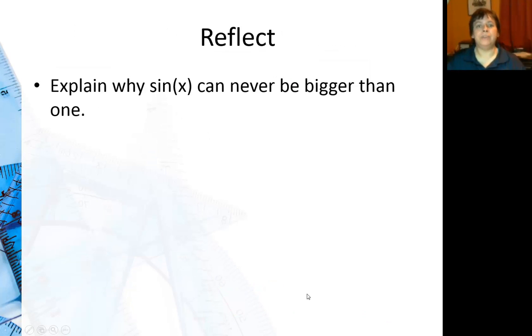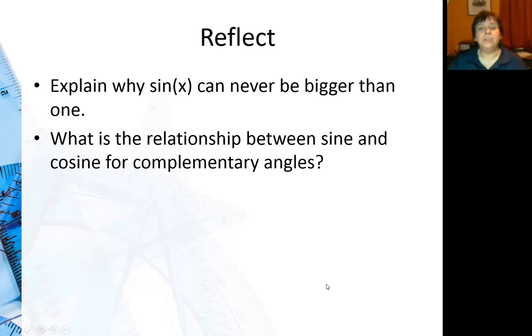So for further reflection, can you explain why sine of x can never be bigger than 1? Hint, think about hypotenuse and the opposite leg. Is one of those almost always bigger than the other? Or can one be bigger? Can they switch sides? Can one be bigger and then the other one be bigger? What is the relationship between sine and cosine for complementary angles? So you probably noticed that there was a pattern when we switched from 30 to 60. And it's still sort of the same pattern for 45, 45. It's just harder to see because those two legs are congruent.